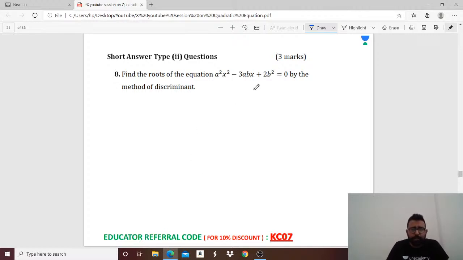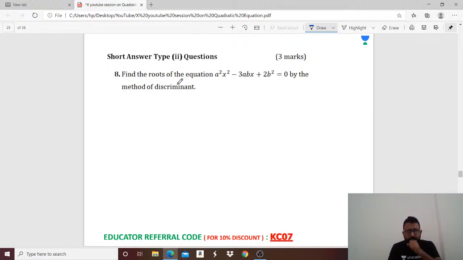Okay. So now three marks ke sums. Those sums will come as two-markers. I said if they change the sum, there can be three-marker sums like that. Now the next is: find the roots of the quadratic equation by the method of discriminant. Okay, discriminant method se nikalna.